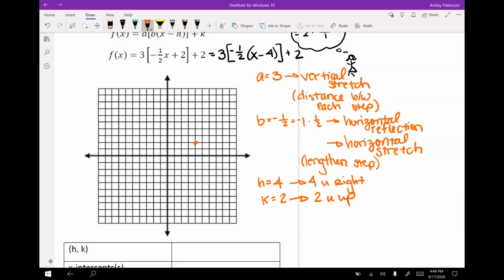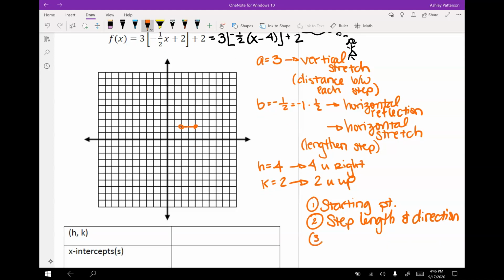So step 1, where do I start? And if you need to, write it down. Step 1, starting point. Step 2 is the step length and the direction. So we know that I'm going to extend out my length 2 units, but there's a horizontal reflection. So that means we're going to go to the left 2 units to my open circle. Remember from the part you guys watched in class, that has the effect to go left if there's a negative inside of the brackets. Okay.